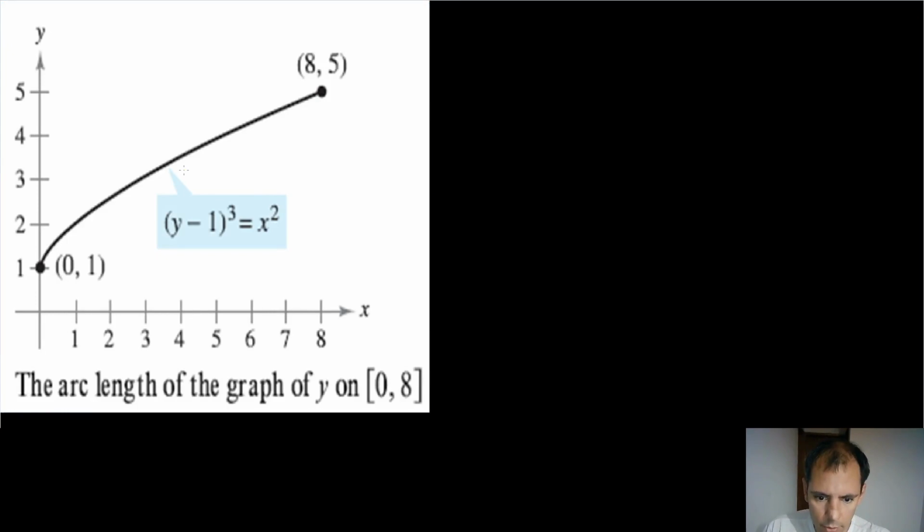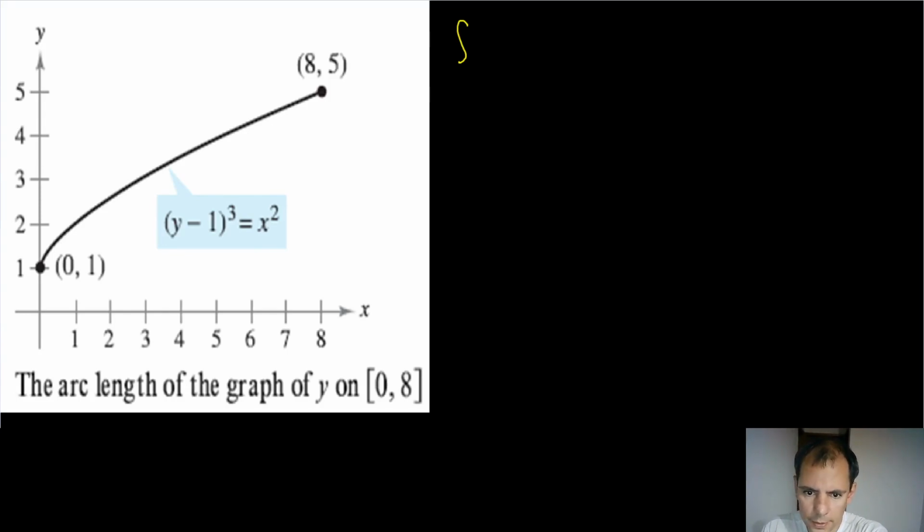The arc length of the graph of y on 0 to 8. So here we don't have y as a function of x. We have x as a function of y. So we're going to do, it'll be the integral. Well, if it's from 0 all the way to 8, it's x that's doing this. You could do it from 1 all the way to 5.